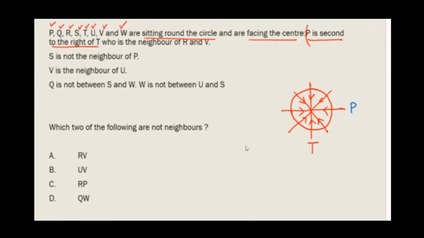Now check further. T is the neighbor of R and V. Neighbor of R and V means that if R is here, V will be here. If V is here, R will be here. That is what it means. Next, S is not the neighbor of P. Now there are two places with respect to P. This is one place, which will definitely be occupied by either V or R. Now you have one more place. So this position, I cannot take S here at any cost.